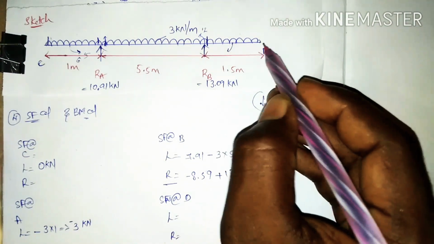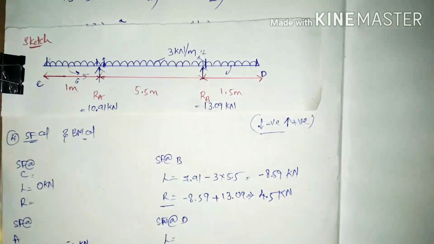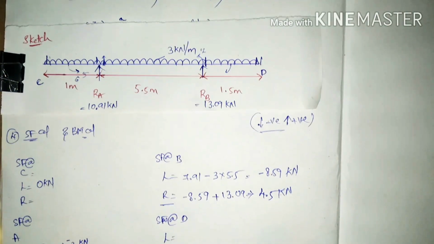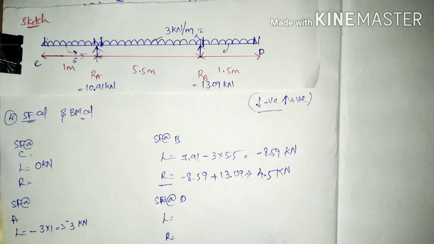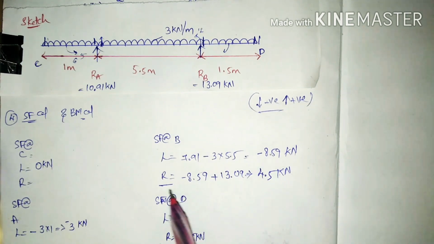Up to the left of D, that is here itself, we cannot divide the UDL in between RB and D. We can only divide this UDL after the right of D, so I am going to take the right of D value. Up to the right of B, I am having the value of 4.5 kilonewtons.